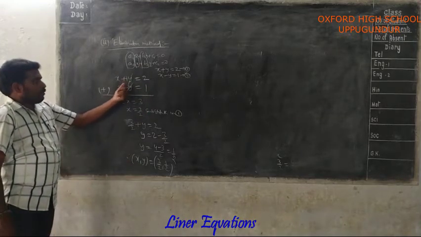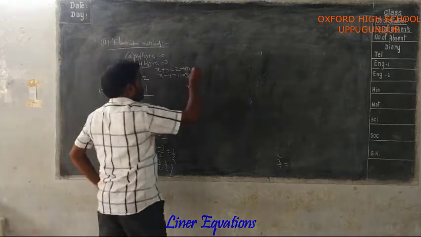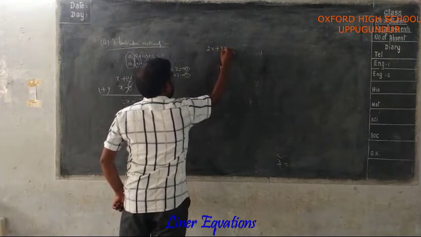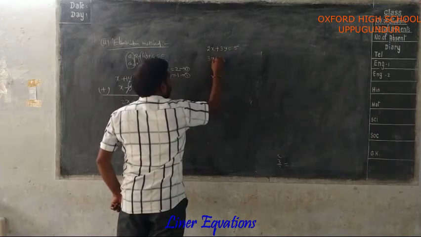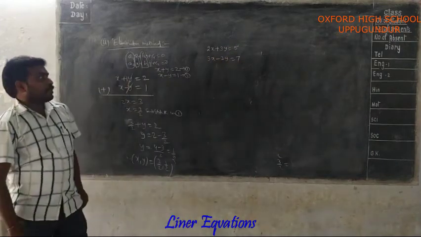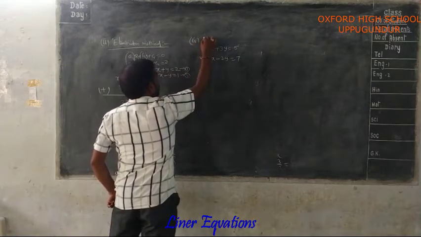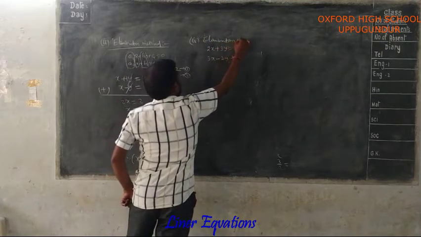Suppose these variable coefficients are different, we will take another equation. 2x plus 3y equal to 5. 3x minus 2y equal to 7. These are the pair of linear equations. So we have to solve by the elimination method.